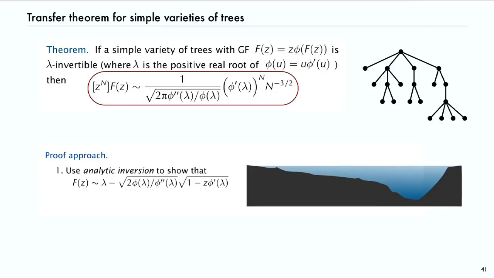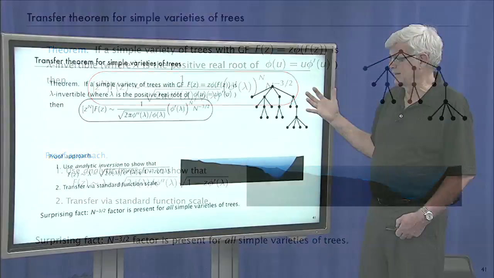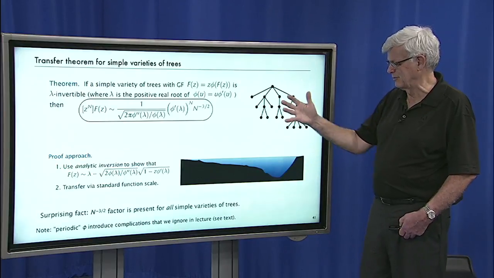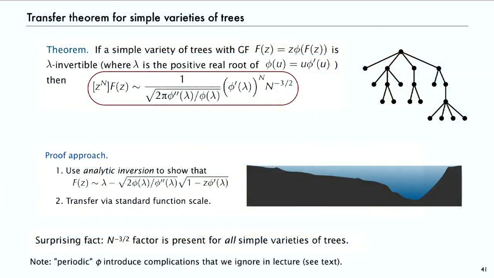Now the proof is deep water. It uses so-called analytic inversion to develop an approximation to the function, and then uses singularity analysis, a standard function scale, to get the translation done. And it's just important to note that, kind of amazing, the n to the minus 3/2 factor shows up for all kinds of trees. And actually the gamma function, square root of pi, shows up too. One point I haven't been mentioning is that there's a condition of periodicity that's discussed in the text that I'm ignoring here in the lecture.